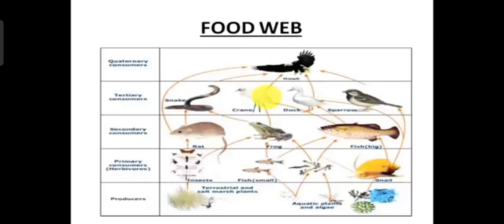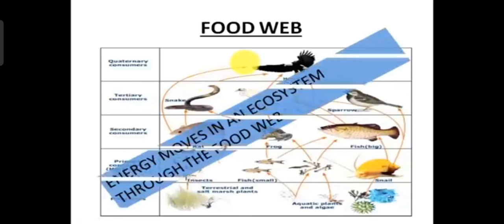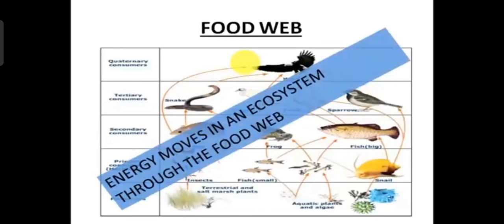But this way, when the plants are eaten by the primary consumers, this becomes food for the primary consumers. The primary consumers become food for the secondary consumers, and likewise the energy is getting transferred. Right? So energy moves in the ecosystems through something called a food web or a food chain. Energy is getting transferred level after level, from one level to another level.